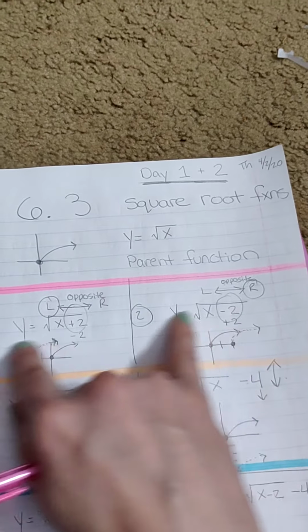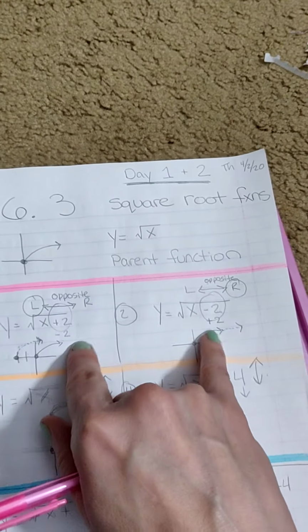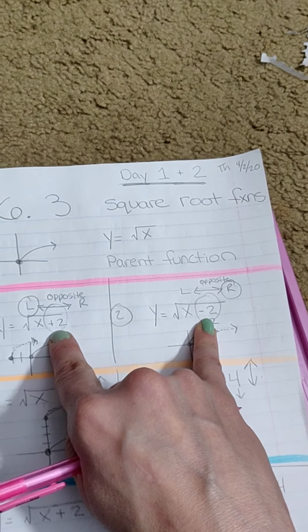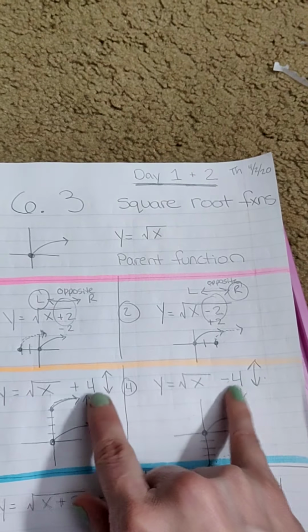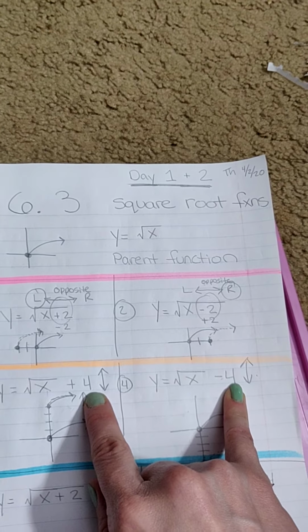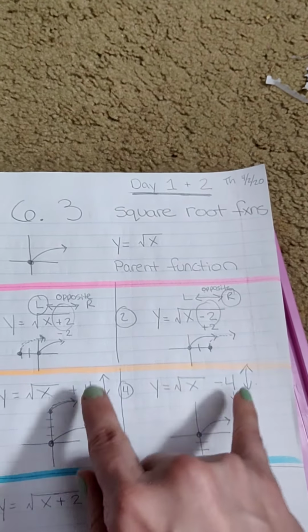So again, numbers under the square root move left or right, and you do the opposite of whatever number is under that square root. Down here, when you have a number off to the side, it's going to either go up or down, but that number stays the same.